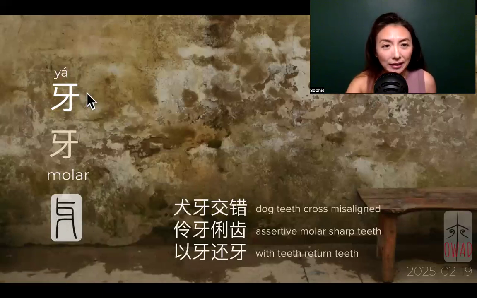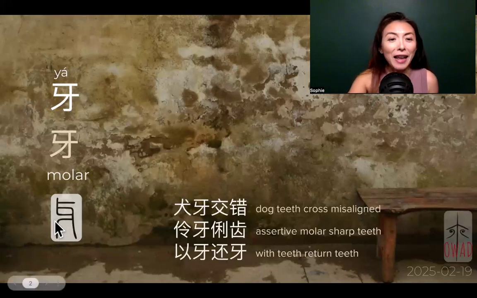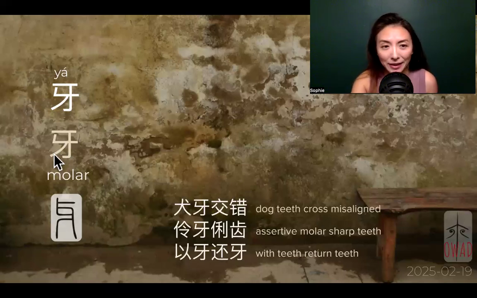Contemporary Chinese is simply an easier way to write it, but it lost the shape of the functionality of the teeth, where you have to have the upper and the lower teeth matching so that you can bite and cut things, right? But over here, the bottom teeth became a diagonal line. That doesn't make sense anymore.